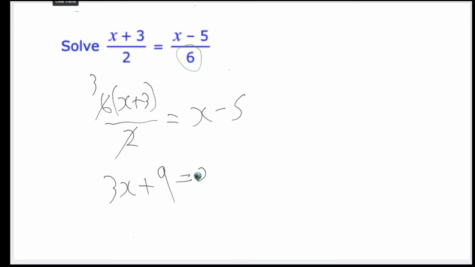And then I can solve. I'm not going to do that because we actually got to that stage, 3x plus 9 is equal to x minus 5, on the previous slide, and you can solve from there. But that's a different way to get there. So because 6 is a multiple of 2, or 2 is a factor of 6, you can, if that's the case, just multiply by one of them, and you don't have to do that twice.